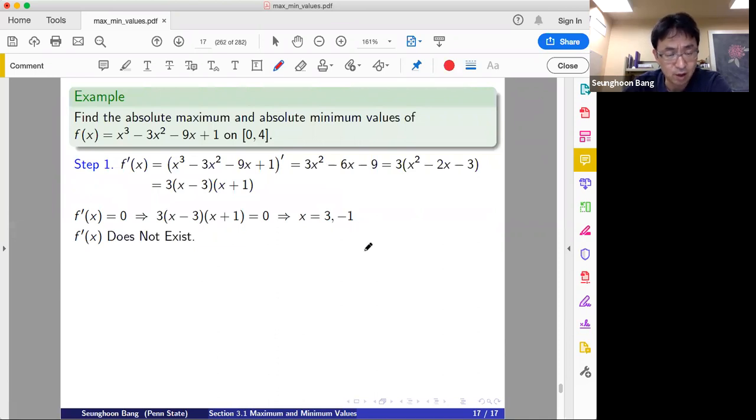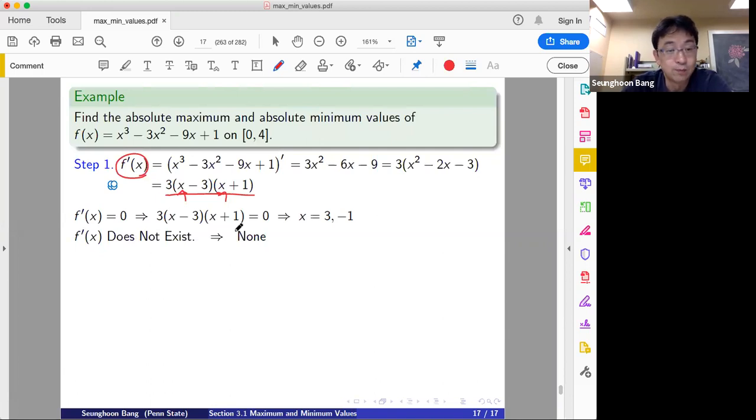F prime of x does not exist? We don't have it, because this is always well defined, right? So you can plug any number into x. The f prime of x is always well defined, so we don't have any from the second concept.